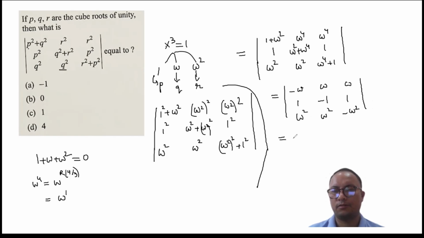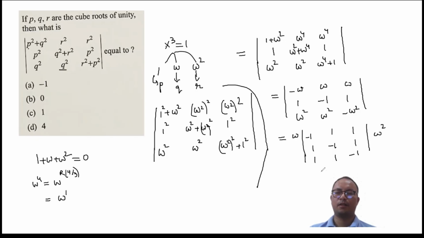Let us check once more. First, if I take omega common from the first row, we get minus 1, 1 and 1. The second row is 1, minus 1 and 1. Similarly, the third row with omega square common gives 1, 1 and minus 1. That's all.